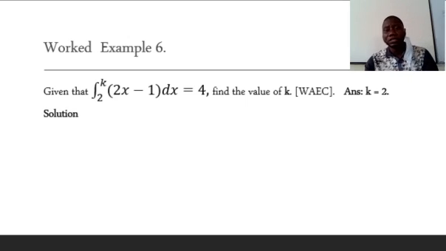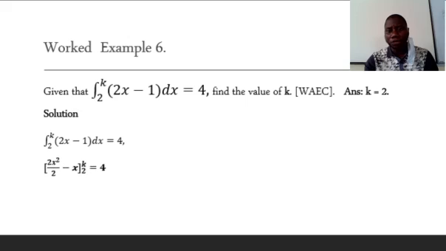Now, to do this, we are going to simplify individually as usual. So if you integrate 2x to the power 1, it will be 2x raised to power 1 plus 1 over 1 plus 1. That will be 2x raised to power 2 over 2. Minus, if you integrate a constant 1, it will give you x. Then you have upper limit k, lower limit 2 equals 4.